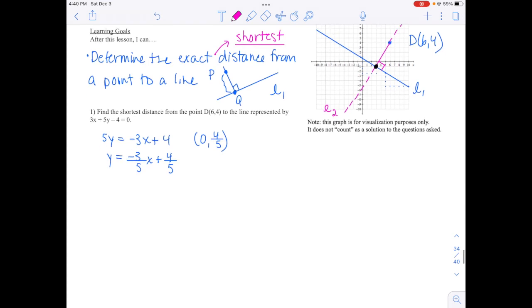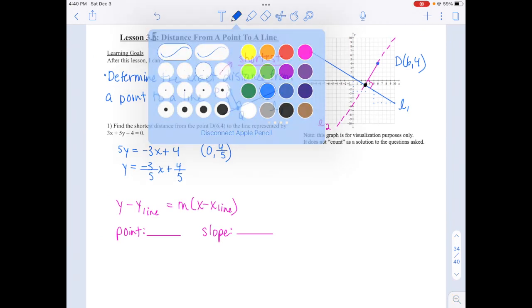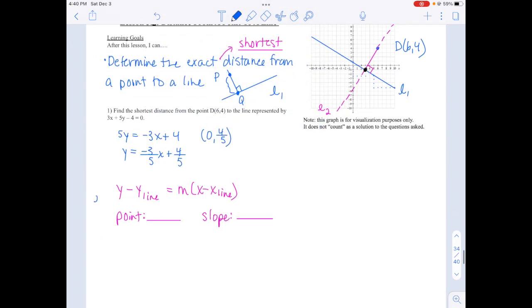How do I find L2? I'm going to use y minus y1 equals m times x minus x1. And as usual, we're going to need a point on this line, and we're going to need the slope of this line. I already know one point on the pink line L2, and that point is D. But I don't quite know the slope.